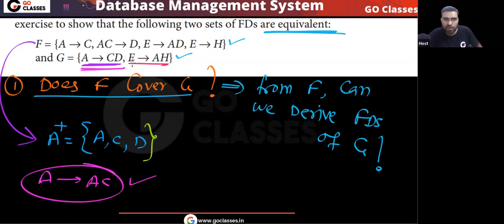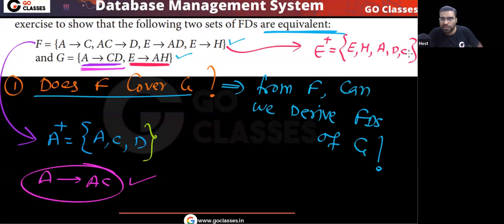What about this second one? So in this F, again, what you will do? In this F, you will find what is E plus. Tell me, in this F, what is E plus? Let me know. So E can derive E, E can derive H, E can derive AD. Okay, yes or no? E can derive AD. A can derive C.